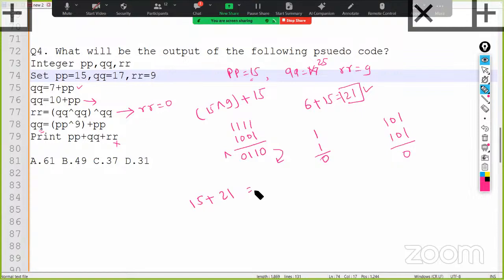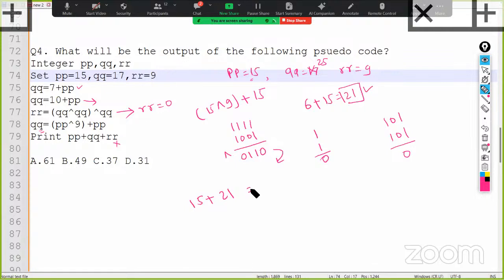36. Sir. No, we made, sir, something. RR value. Yes, tell me. RR what?